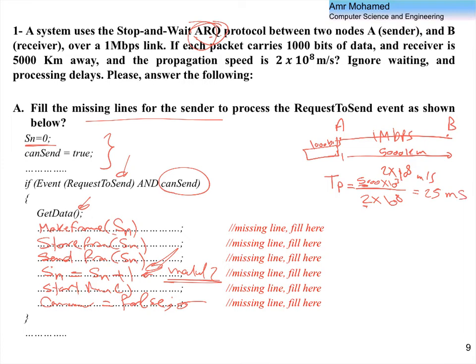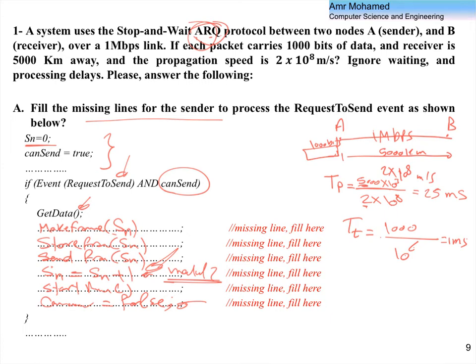Okay? The transmission time is different. Transmission time is the length of the frame, which is 1,000, divided by the bandwidth. Right? So this is 1 millisecond. So keep these two values in mind. So the propagation delay is 25 milliseconds, and the transmission time is 1 millisecond.